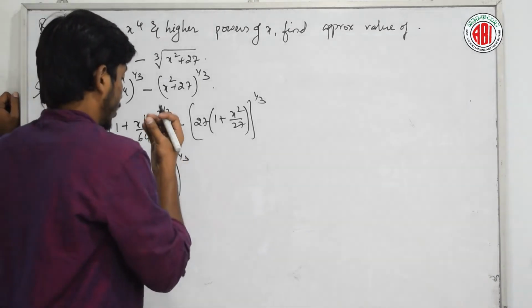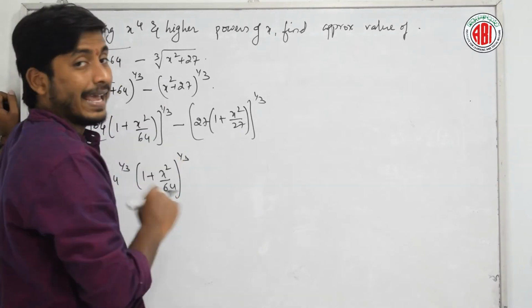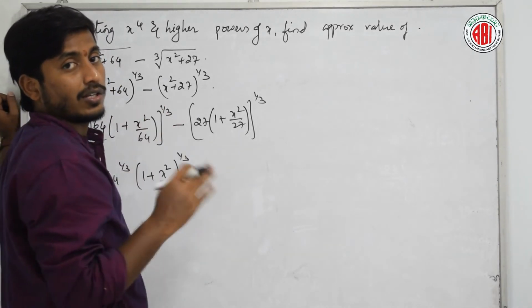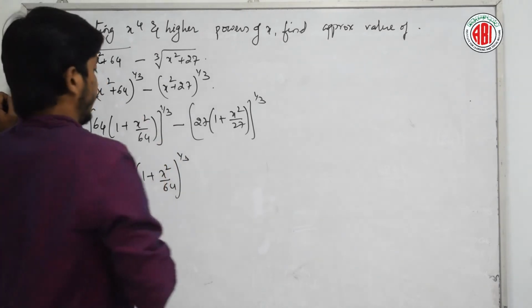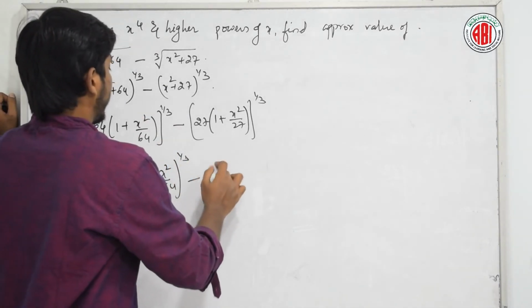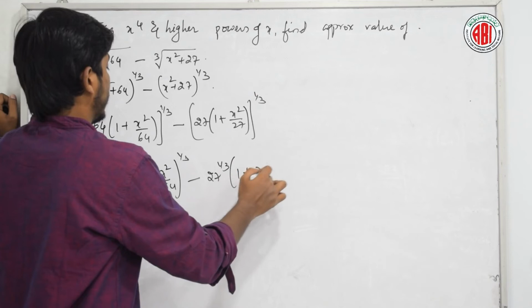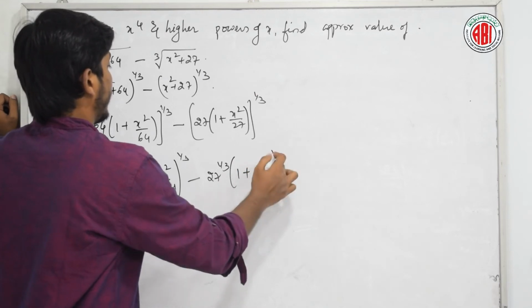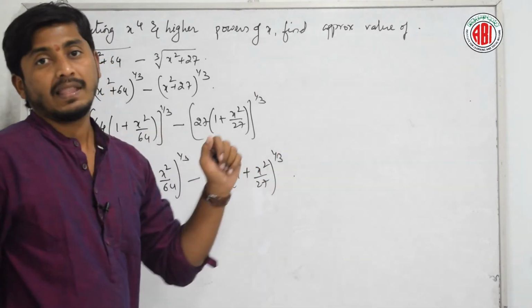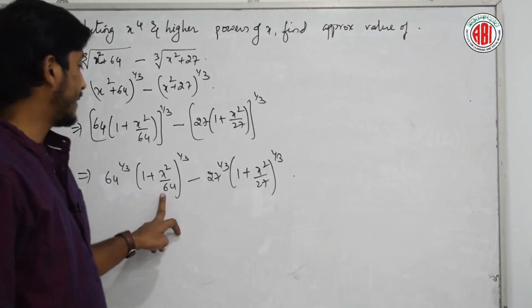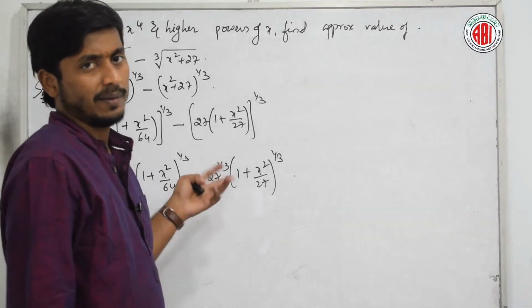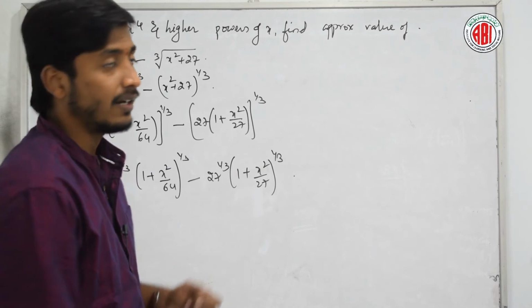You don't worry about this term because in 1 + x, whatever it is, whether it is x² or x³, it is a single variable. And here 27^(1/3) into (1 + x²/27)^(1/3). Right? What is (1 + x)^n? Simply 1 + nx, you can write it, right?